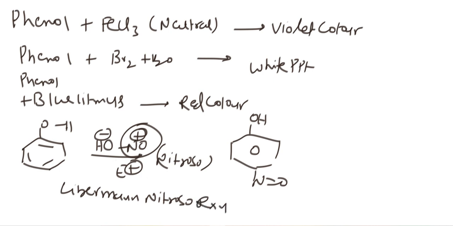Here what is the electrophile? Very simple, this is the nitroso group. The nitroso group is an electrophile. Water is eliminated, and after that the electrophile nitroso group is connected to the ring. In the Liebermann nitroso reaction, first it gives green color. After water addition it converts to red color. So it is generally green. That's all. These are all the experimental reactions about phenol. Colors are important, please remember.